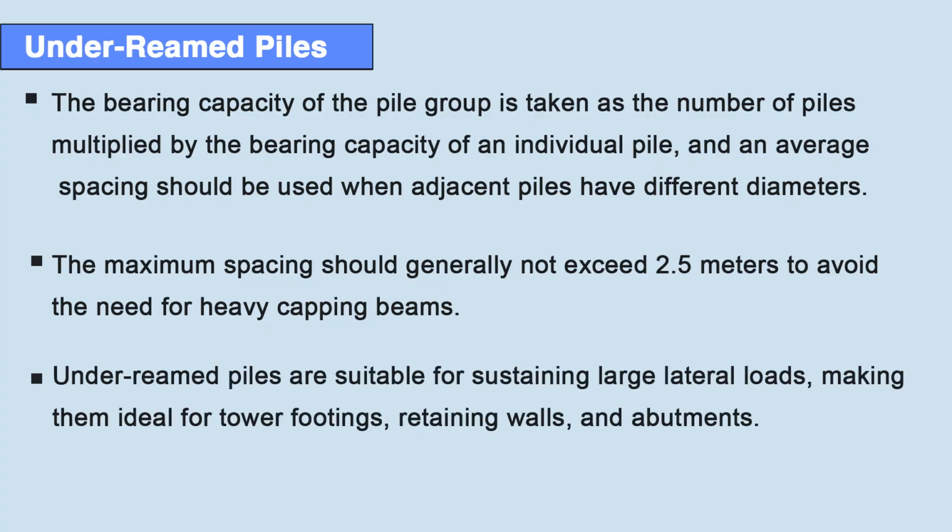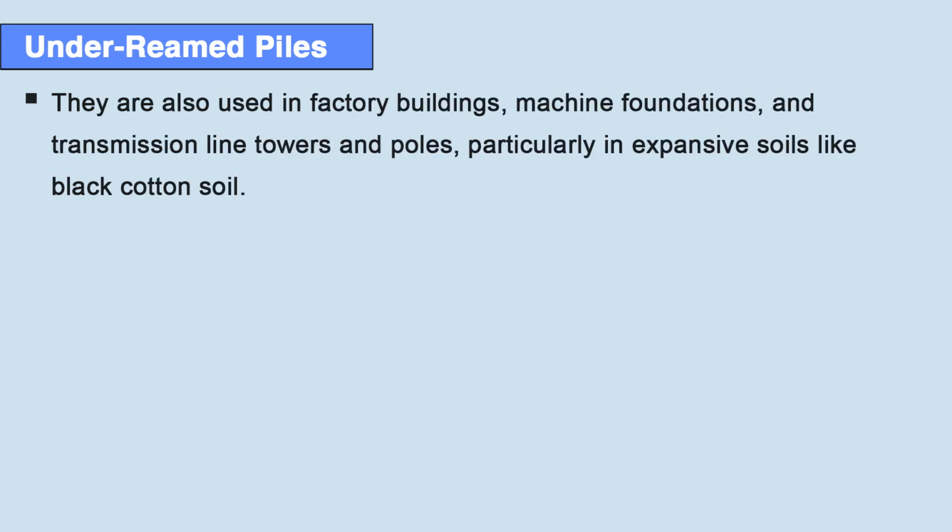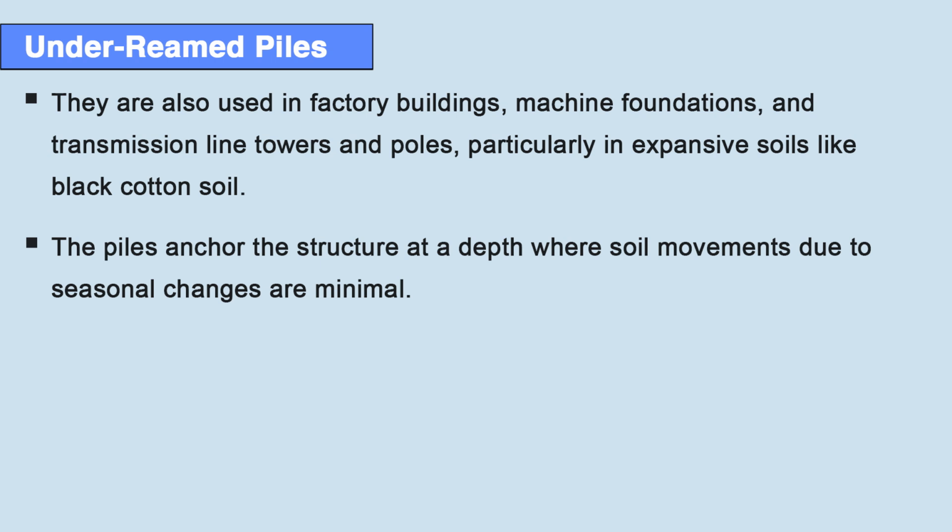In non-expansive soils, mass concrete of 8 to 10 centimeter thickness is placed between the ground and the beam's underside. Under-reamed piles are suitable for sustaining large lateral loads, making them ideal for tower footings, retaining walls and abutments. They are also used in factory buildings, machine foundations and transmission line towers and poles, particularly in expansive soils like black cotton soils. The pile anchors the structure at a depth where soil movements due to seasonal changes are minimal.